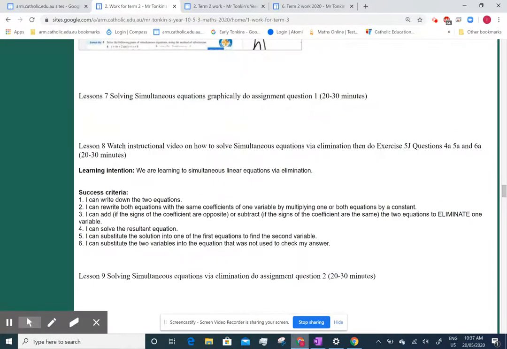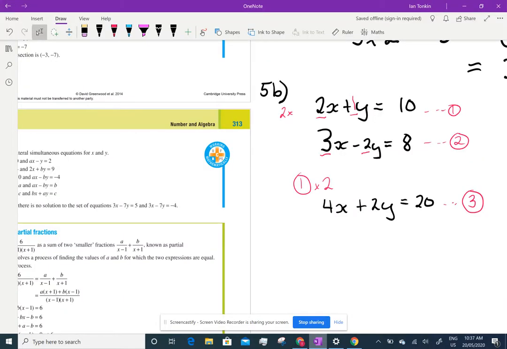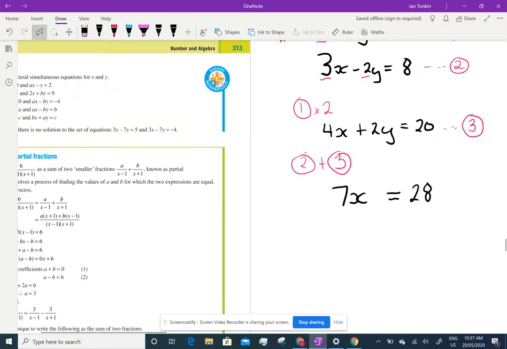Look at my steps. I've written down the two equations. I've rewritten both equations with the same coefficients of one variable. Now, are the signs of the coefficient the same or different? I'm pretty sure they're different. So I'm going to now add these two equations. So I'm going to add equation number 2 plus equation number 3. And that will eliminate the y's. 3x plus 4x, 7x. Negative 2y plus 2y eliminates. 20 plus 8, 28. Divide by the 7 and I get x equals 4.